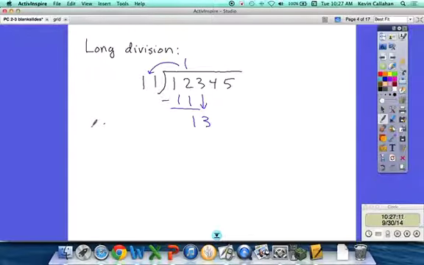X to the 3rd, where is it? X to the 3rd minus 3x squared minus x plus 1. Or like I said, if you don't say the remainder 1, see that what they did, they go plus 1 divided by the linear factor.